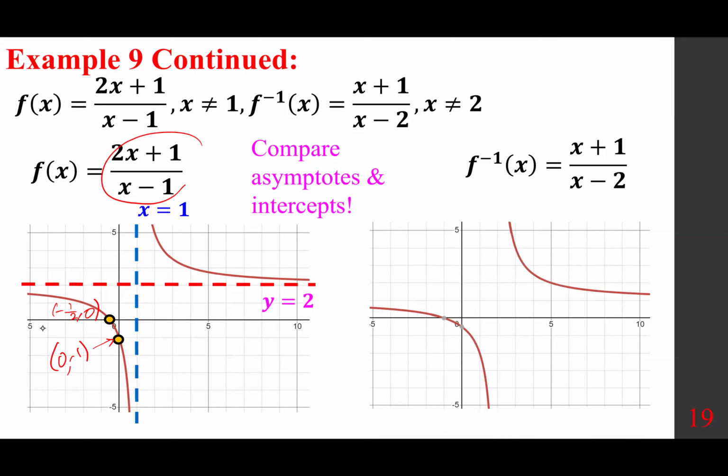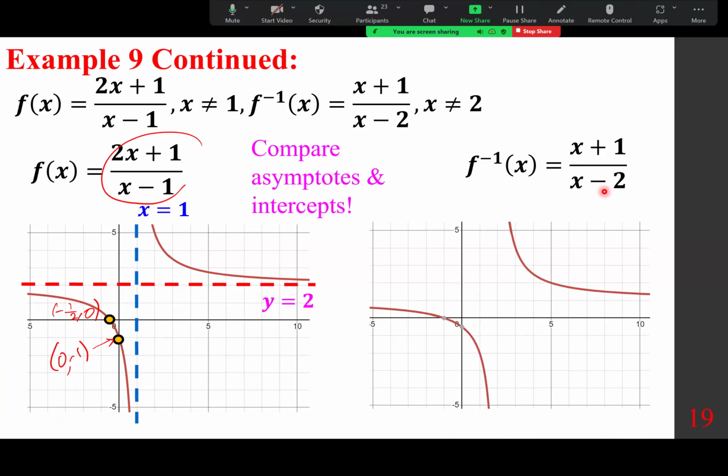Let's look at the graph of its inverse. Again, you can graph it, but I want you to compare asymptotes and intercepts. Here's the vertical asymptote x equals 1. Here's the horizontal asymptote y equals 1. Here's the horizontal asymptote y equals 2. Here's the vertical asymptote x equals 2. Do you see that? X equals 2 and 1, and 1 and 2. So they make perfect sense.